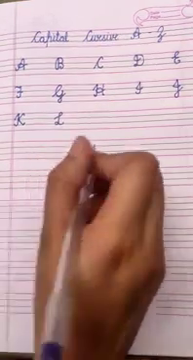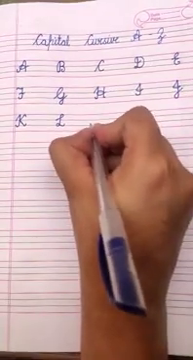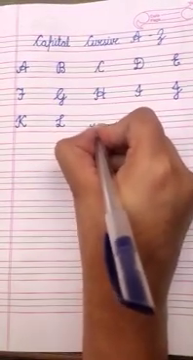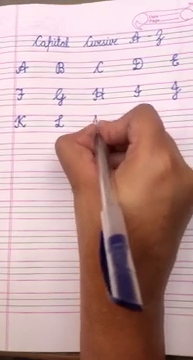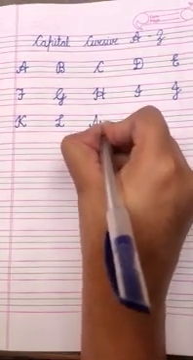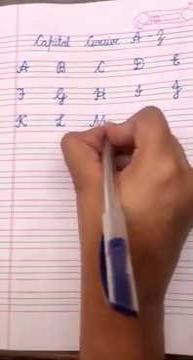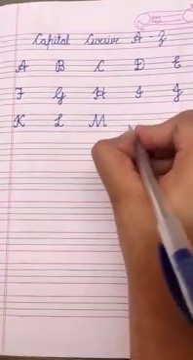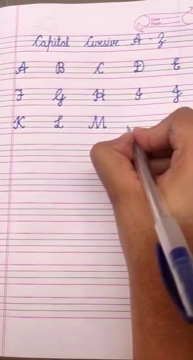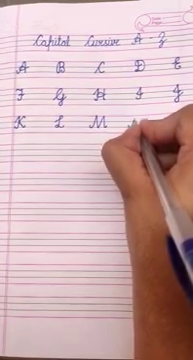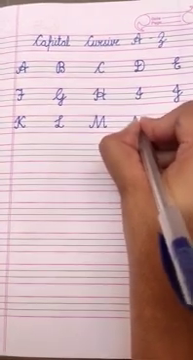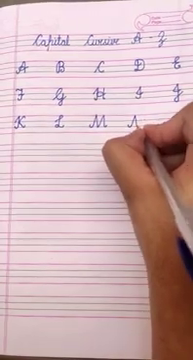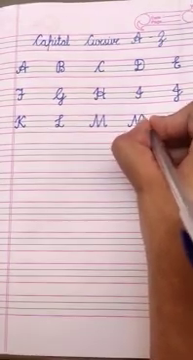Cursive L. Cursive M. From the third line, take a turn, go up, touch the first line, come down to the third line, again go back to the first line, come down to the third line and then take a turn. Cursive M. Cursive N. Take a turn from the third line, go back to the first line, come down to the third line, go back to the first line and then take a turn.